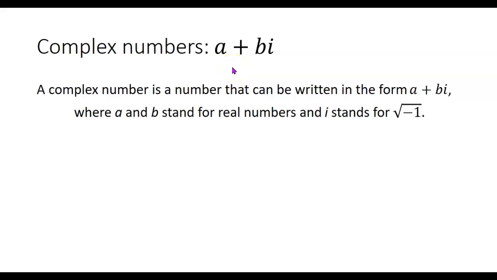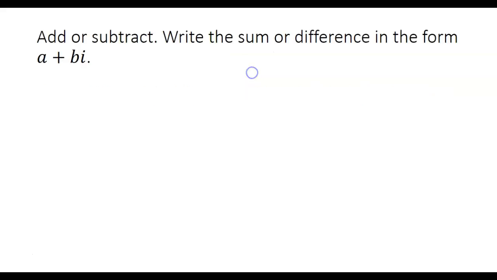So complex numbers are numbers that can be written in the form a plus bi, where the a and the b stand for any real numbers, and the i stands for the square root of negative 1. So complex numbers, they are numbers, so you can do number types of things with them. You can add them together, subtract them, multiply them, divide them, and the result is always going to be another complex number. So let's see how that works.